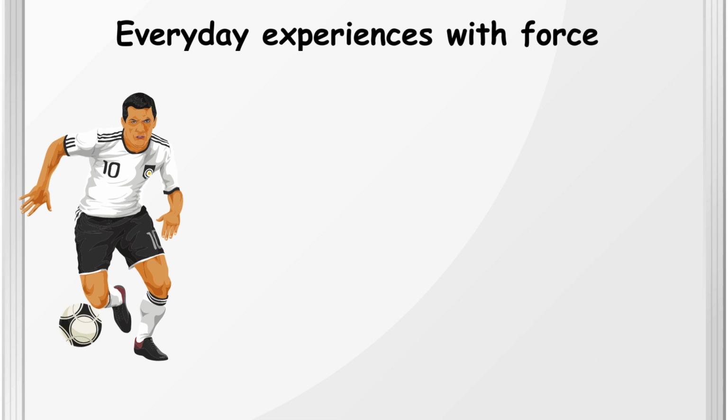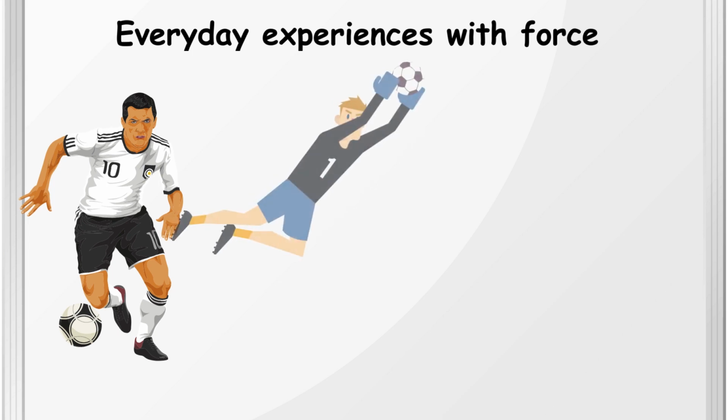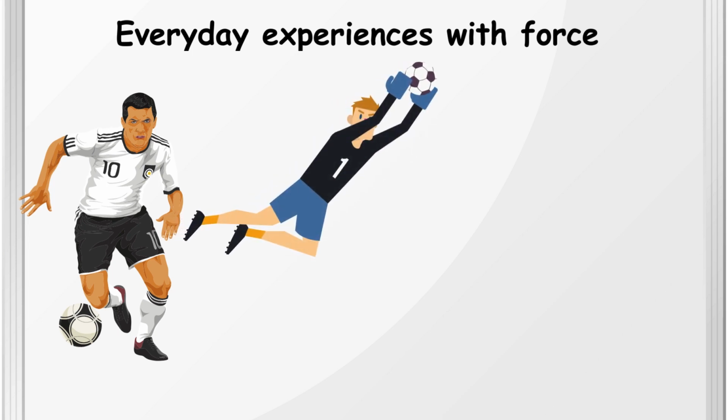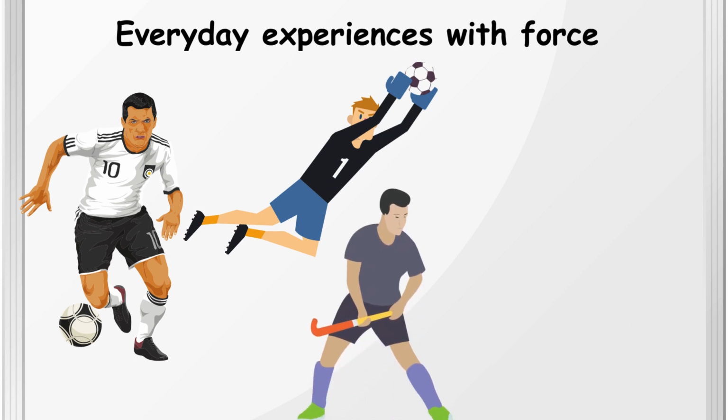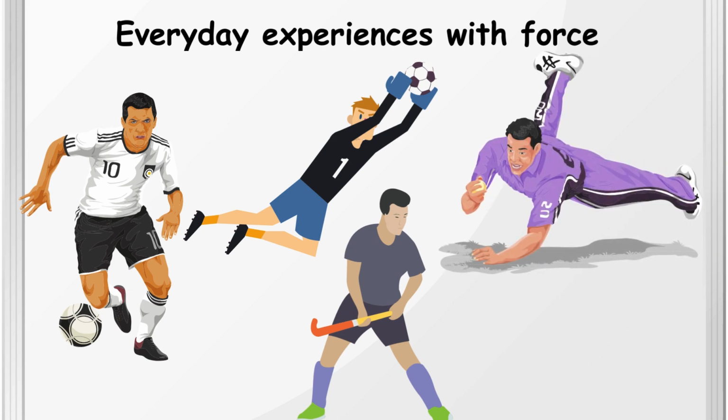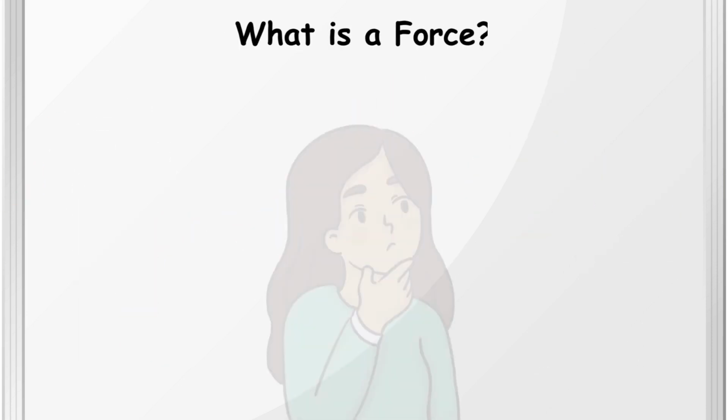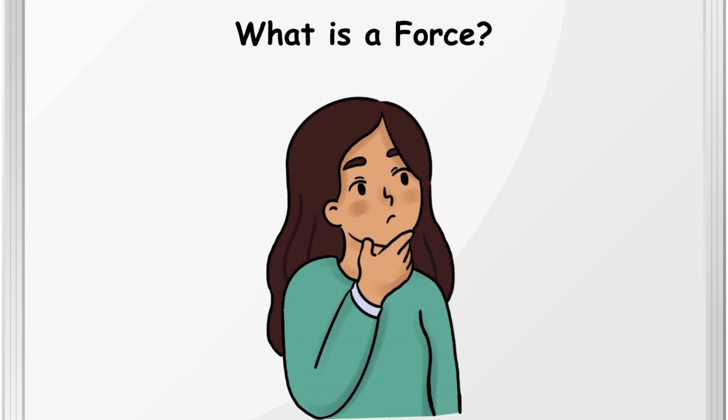How do you do it? What about making it move faster? Now visualize a goalkeeper trying to stop the ball, a hockey player changing the direction of the puck, or fielders stopping the cricket ball. In all these scenarios, what do you say has been applied to the ball? That's right, a force. But what exactly is a force? And what can it do to objects?